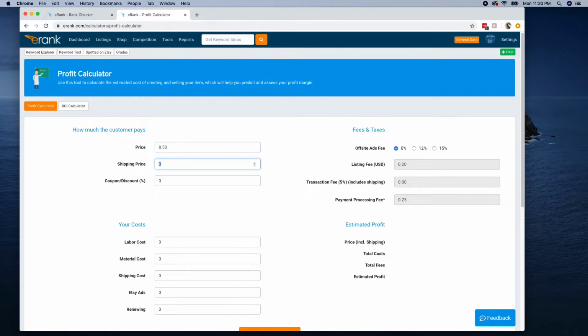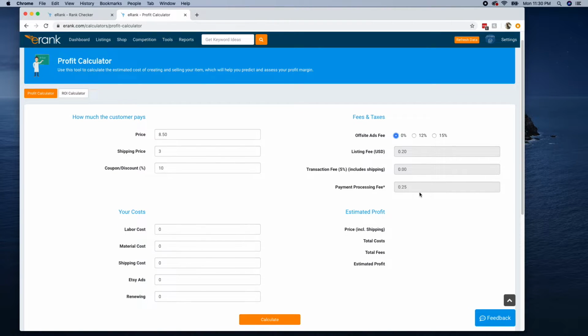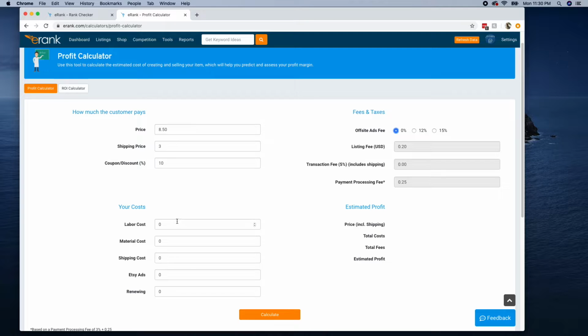So let's start with a product that is $8.50. This is a price I charge in my shop quite often. And shipping, if you're making a physical product, would be like $3. And say you give a coupon code to your newsletter people for 10% off. So you don't necessarily have to do offsite ads unless you are selling over $10,000 a year, which I am not yet at that mark. I probably will be this year.